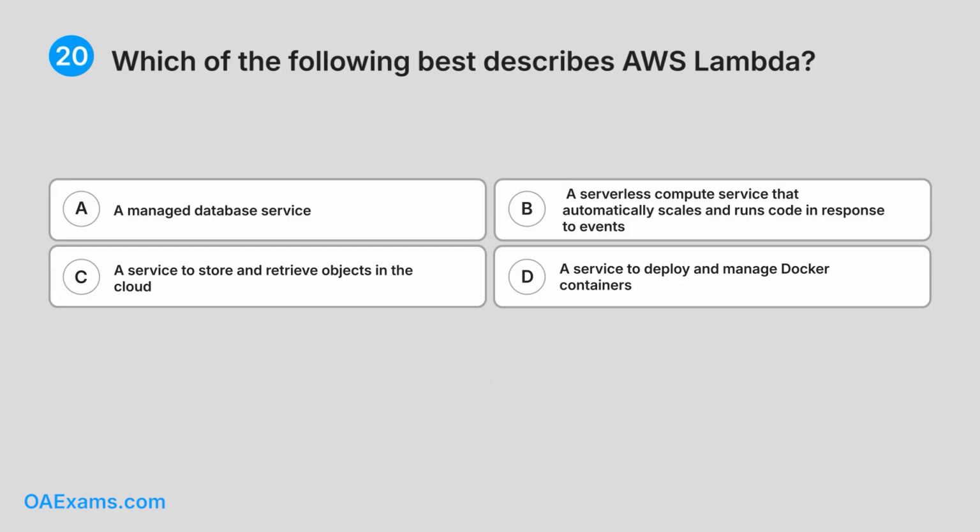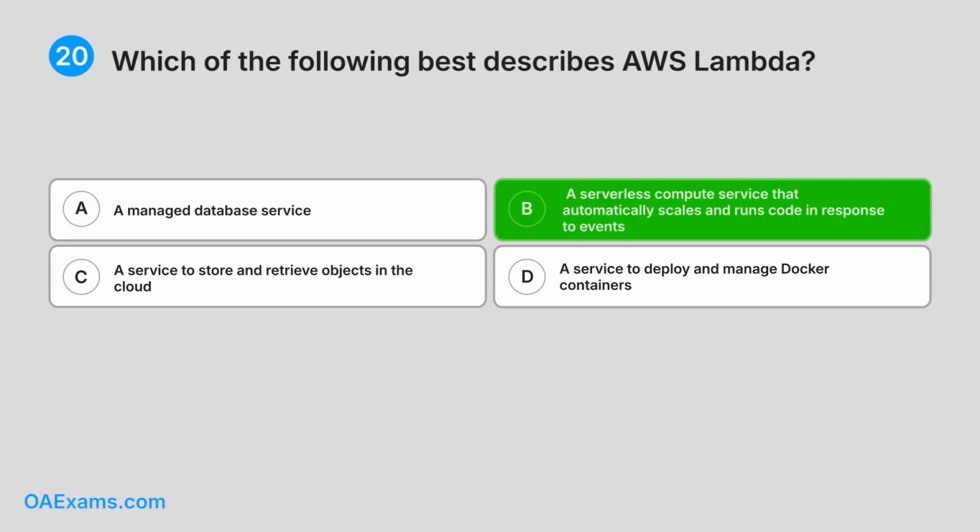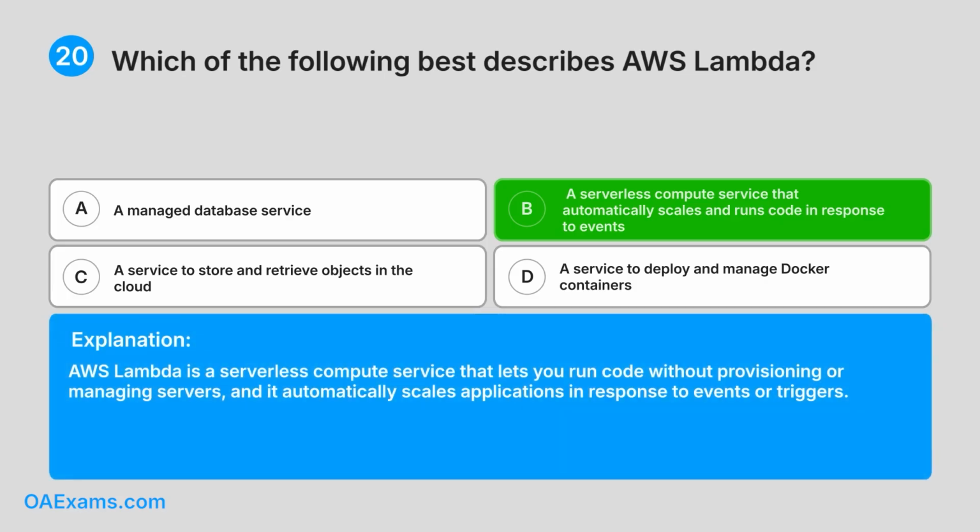Correct answer, B. Explanation: AWS Lambda is a serverless compute service that lets you run code without provisioning or managing servers, and it automatically scales applications in response to events or triggers.